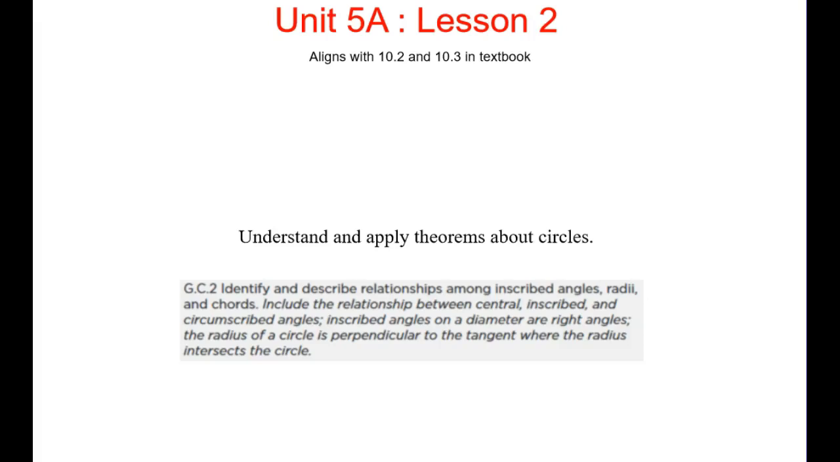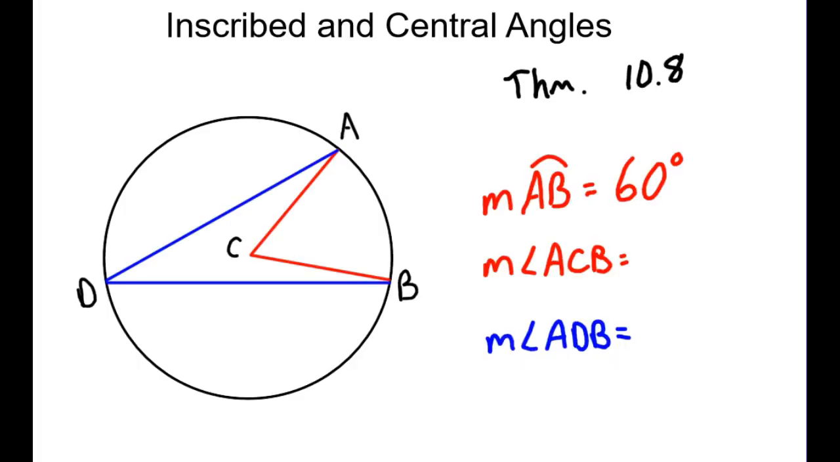Unit 5A, Lesson 2. In this lesson, we're going to use some of the theorems we discussed to find missing angles and missing arc lengths created within circles. In the first example, we're going to work with inscribed and central angles. So we have an angle ACB and an angle ADB. Both of these angles are intercepting arc AB.